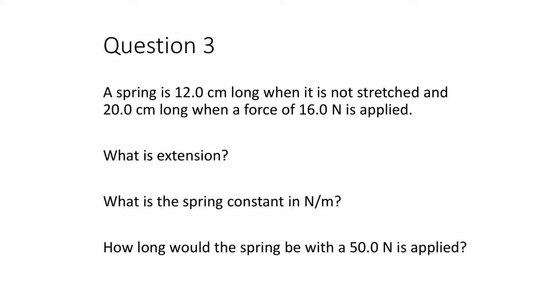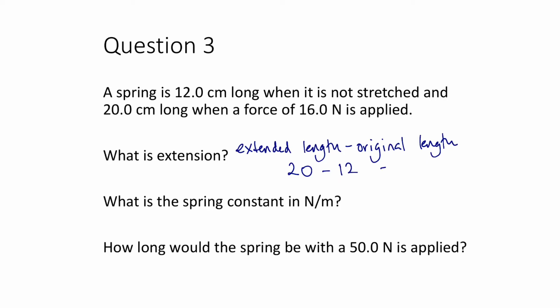Okay, what do we mean by extension? Well, that's the difference between the extended length and the original length. So if we were to calculate that, we know that it ended at 20.0 centimetres, and it started at 12. So one take away the other. So the extension is 8 centimetres or 0.08 metres.